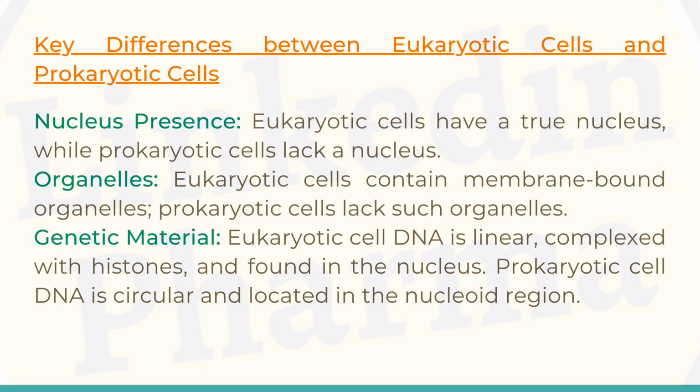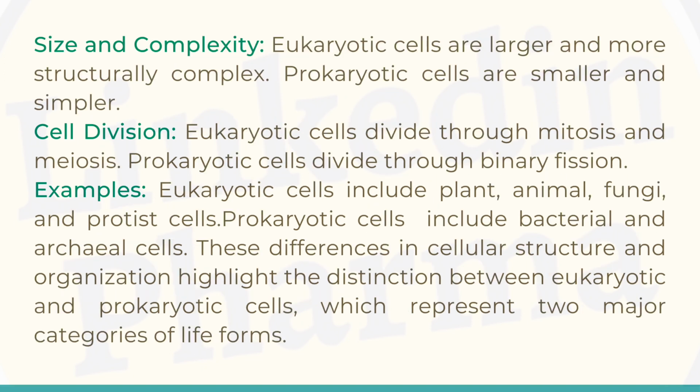Prokaryotic cell DNA is circular and located in the nucleoid region. Size and complexity: eukaryotic cells are larger and more structurally complex. Prokaryotic cells are smaller and simpler. Cell division: eukaryotic cells divide through mitosis and meiosis. Prokaryotic cells divide through binary fission.